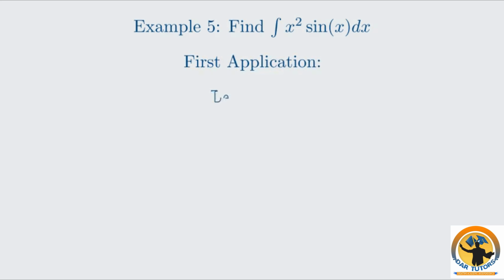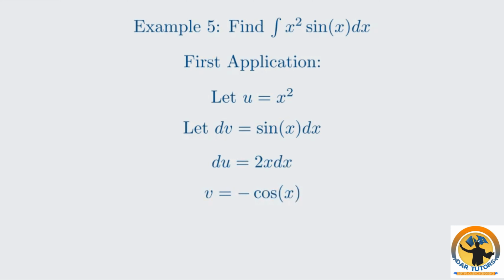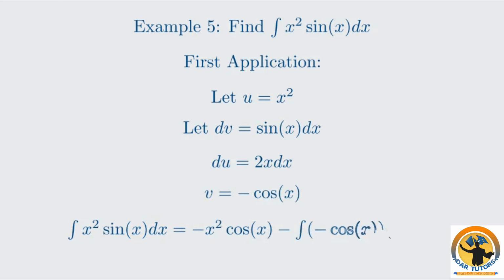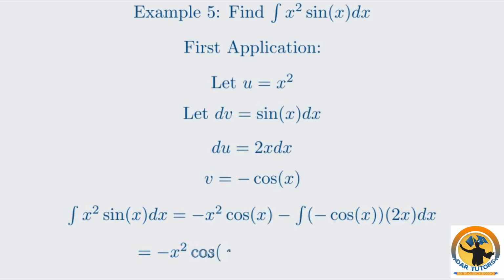So, for our first application, we'll set u equals x squared and dv equals sine of x dx. Differentiating u and integrating dv gives du equals 2x dx and v equals negative cosine of x. Applying the formula, the integral is equal to negative x squared cosine of x plus the integral of 2x cosine of x dx. The new integral, the integral of x cosine of x, is simpler than the original, but it still requires integration by parts.